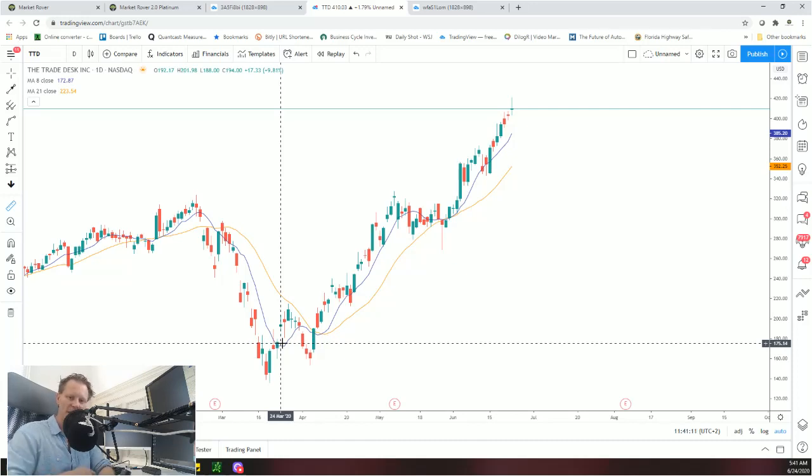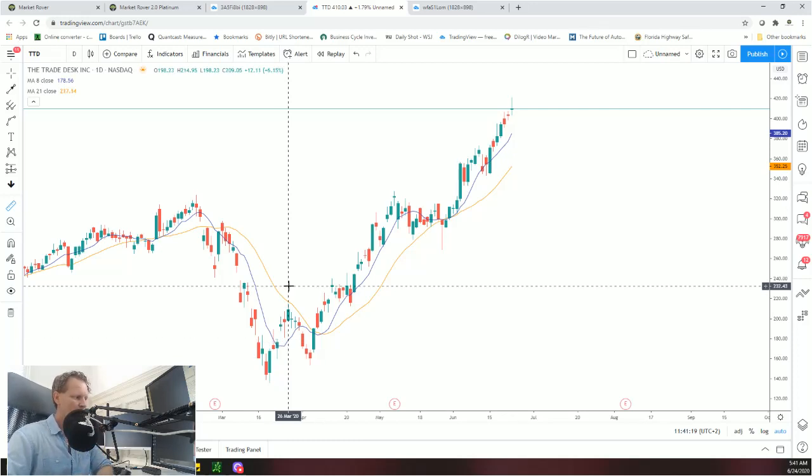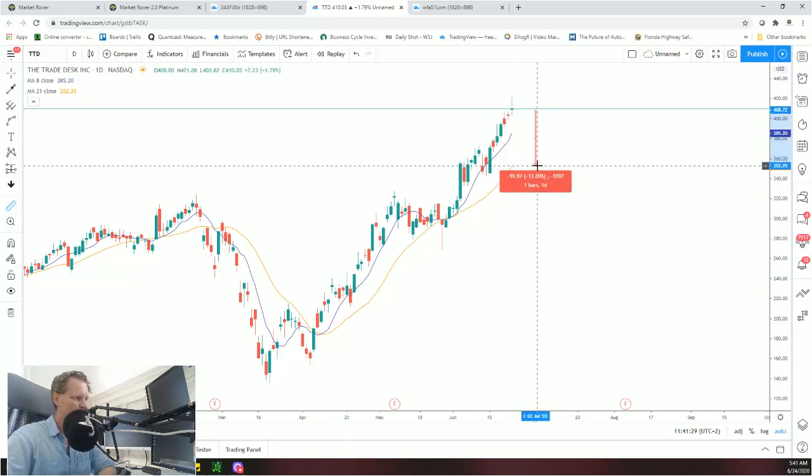You can also use basic oscillators like MACD and other oversold, overbought readings in conjunction with it to fine tune it a little bit more. But really the point is when something goes vertical and gets extremely overbought or extremely oversold, it'll ultimately mean revert. So you can see TTD right now is actually trading about 14% above its 21-day moving average.